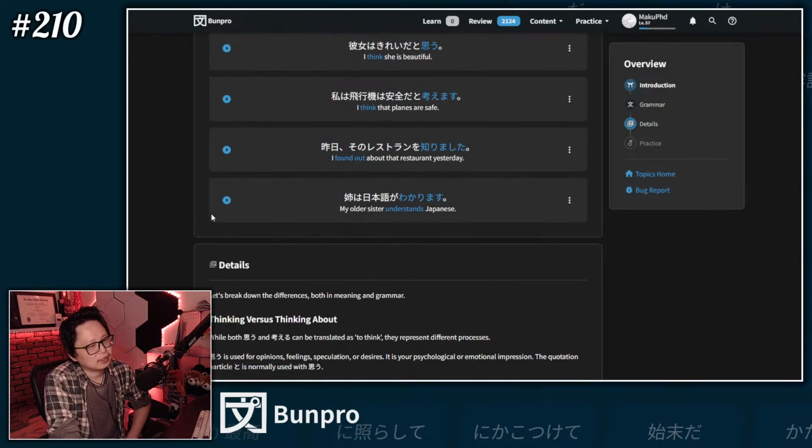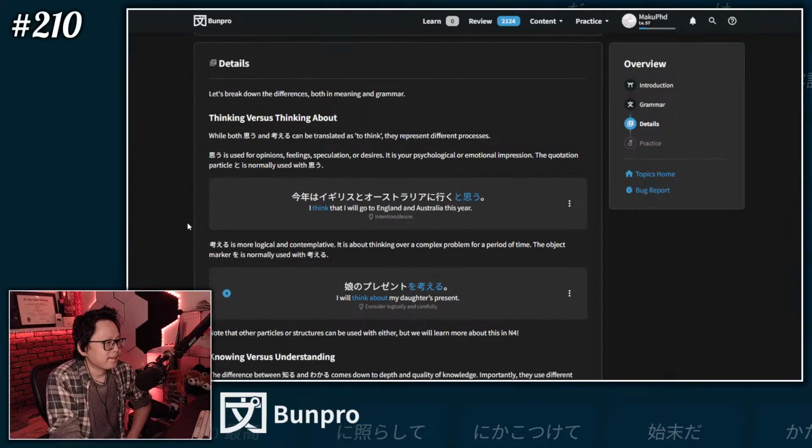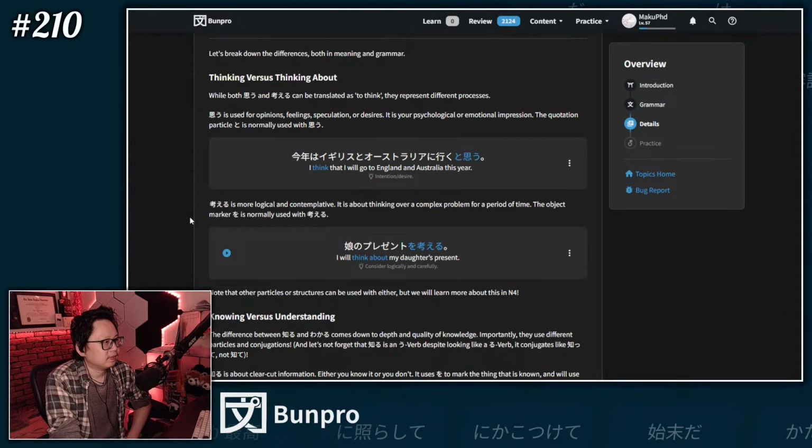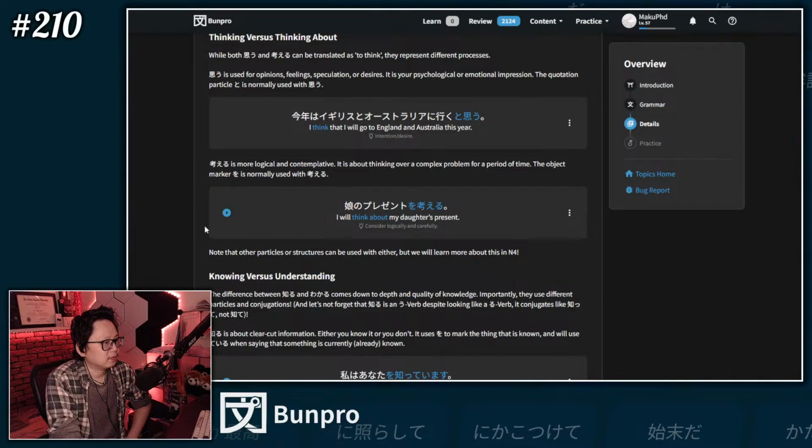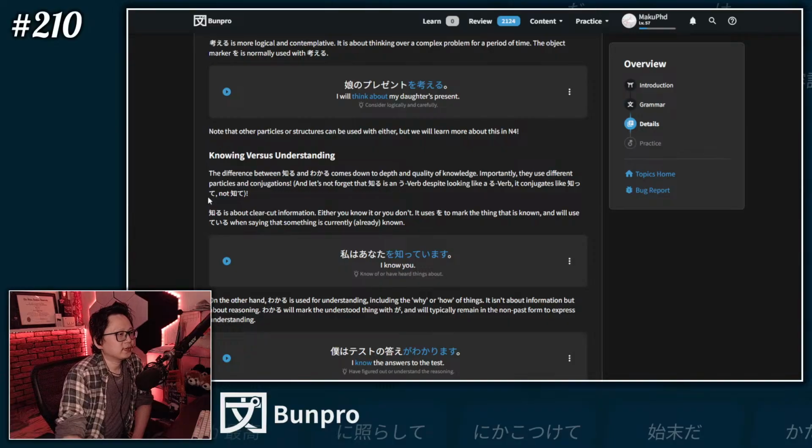Kangaeru is more logical and contemplative. Okay, fair enough. It is about thinking over a complex problem for a period of time. The object marker wo is normally used with kangaeru, but you can use to as a form of consideration. Note that other particles or structures can be used with either, but we will learn more about this in N4. Exactly. It's the grammar point that I was working with in N4. And it's kind of a poop shoot right now with that particular grammar point, the to mo versus the to kangaeru. Knowing versus understanding, right? The differences between shiru and wakaru comes down to depth and quality of knowledge. Importantly, they use different particles and conjugation.